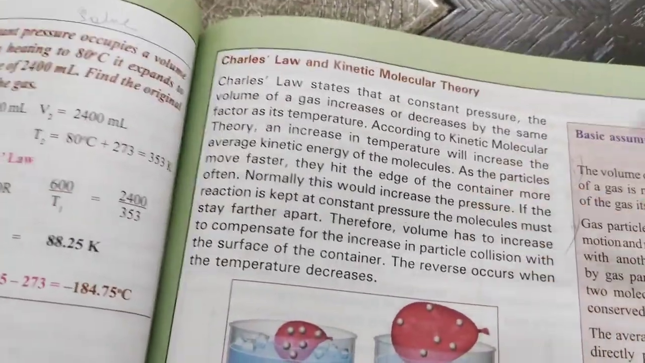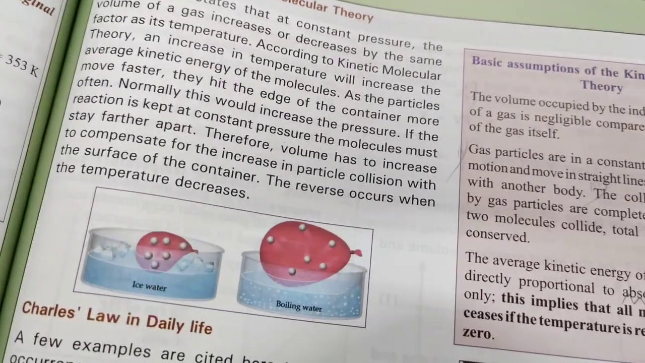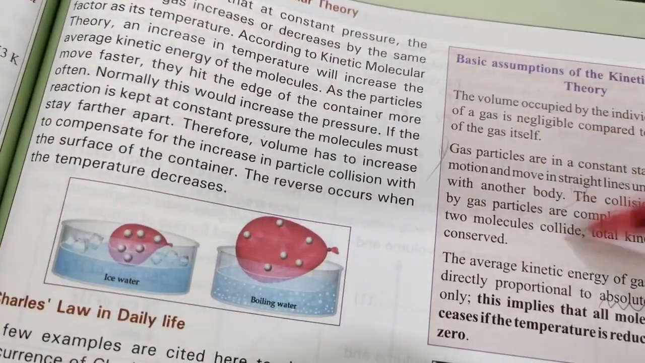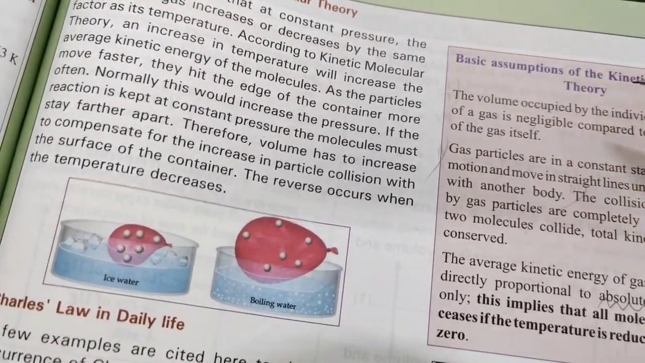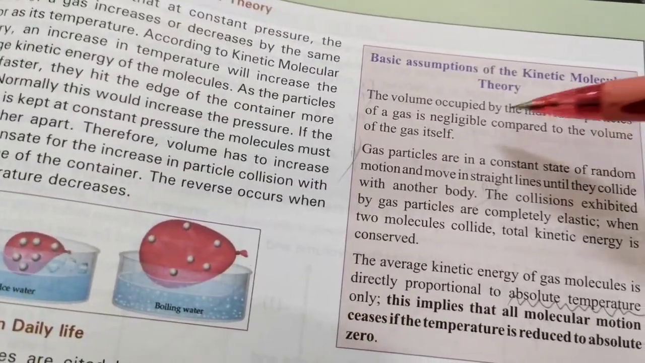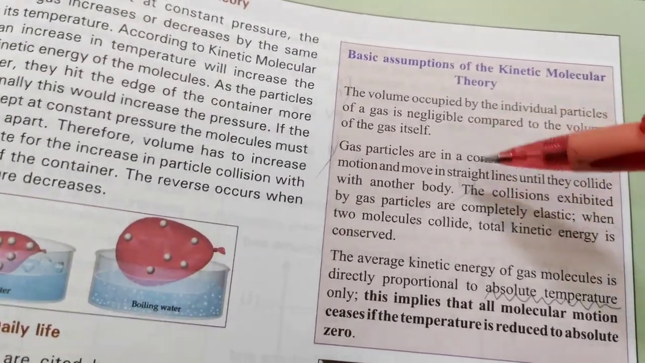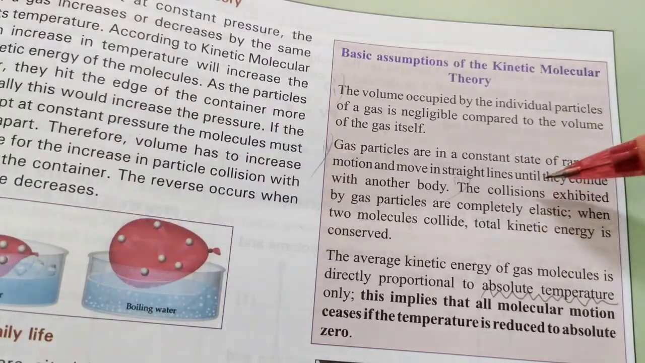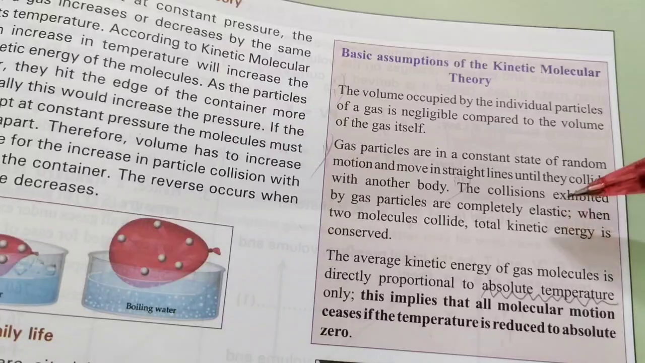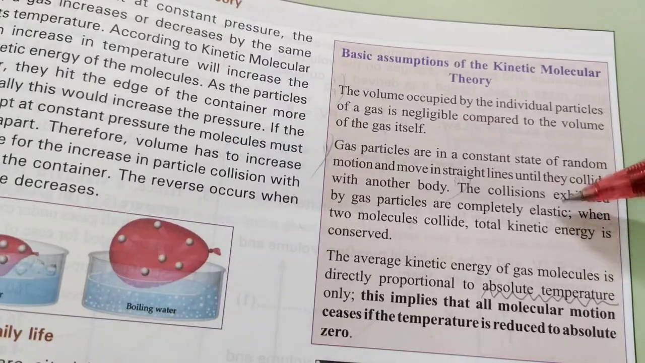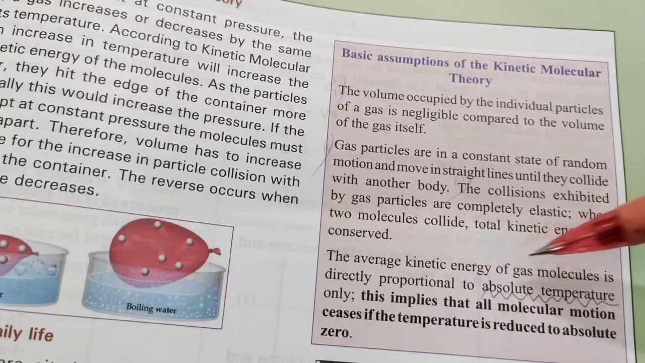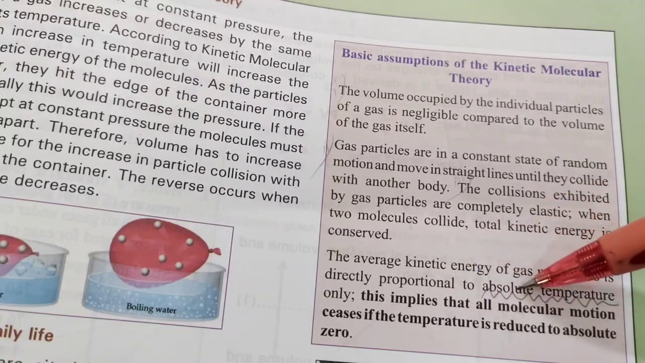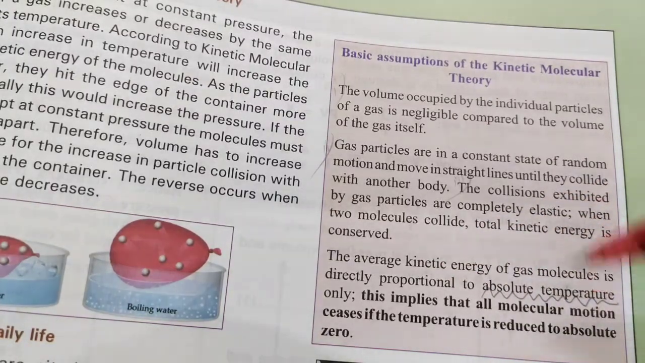Kinetic molecular theory, I've explained how that works. There are some assumptions here. 3 assumptions, so learn them. First is that the volume of the molecules is negligible compared to the total volume of the gas because molecules are so small. Second is that gas molecules are in random zigzag motion and they collide with each other in straight lines. And third is that the collisions are elastic, meaning the momentum and the energy is conserved. So the average kinetic energy of the molecules is directly proportional to absolute temperature, meaning Kelvin temperature.